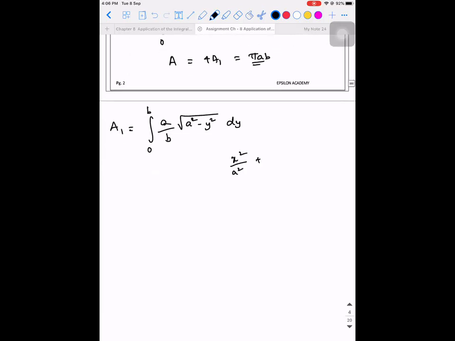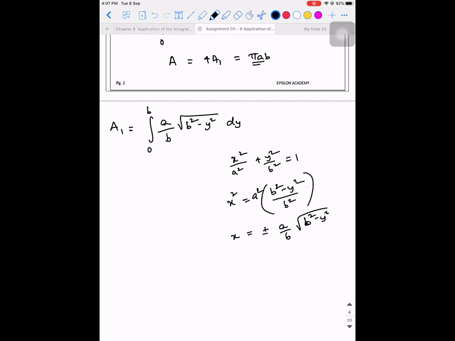Because x square by a square plus y square by b square is equal to 1. So x square is equal to (b square minus y square) by b square, the whole multiplied with a square. So x is equal to plus or minus a divided by b into root of b square minus y square. So it will not be a square minus y square, rather it will be b square minus y square. I hope you understood how it came.